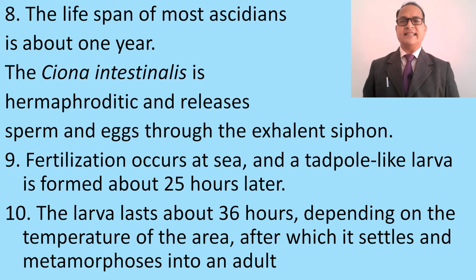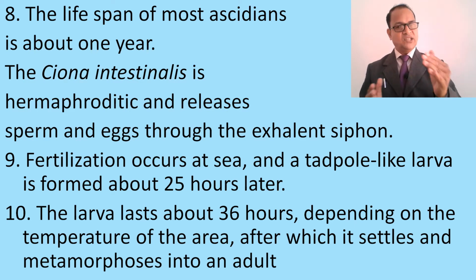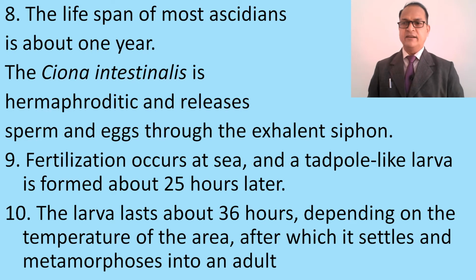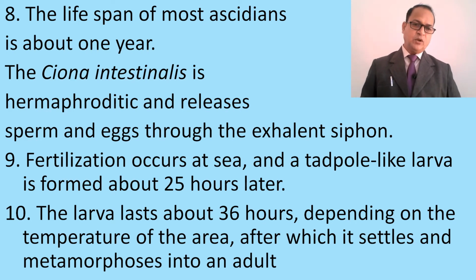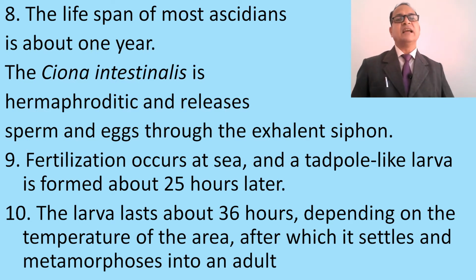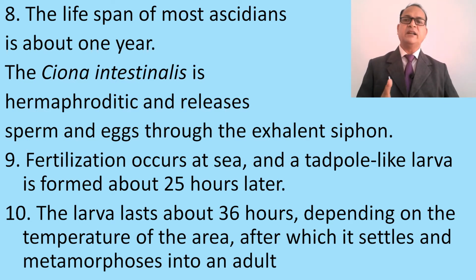Ciona intestinalis is a hermaphrodite and releases sperm and eggs through the exhalant siphon. Fertilization occurs in the open sea water, and the tadpole-like larva forms about 25 hours later. The larva lasts about 36 hours depending on the temperature of the area, after which it settles and metamorphoses into an adult.